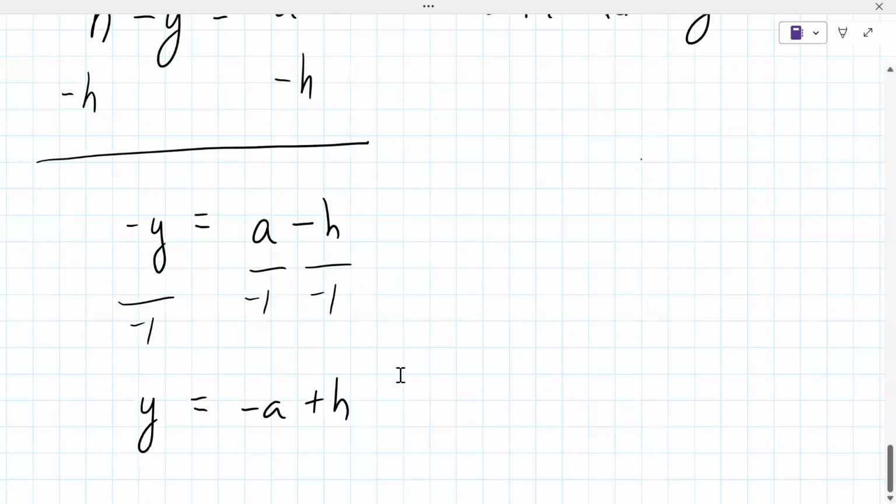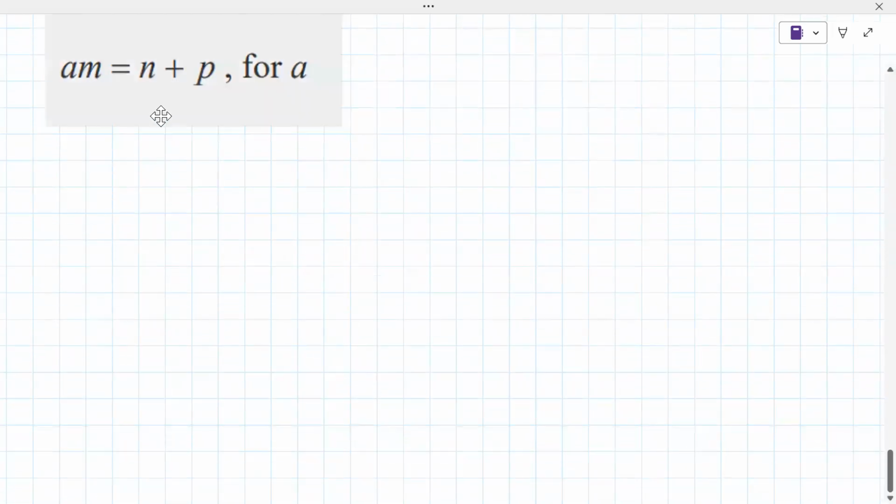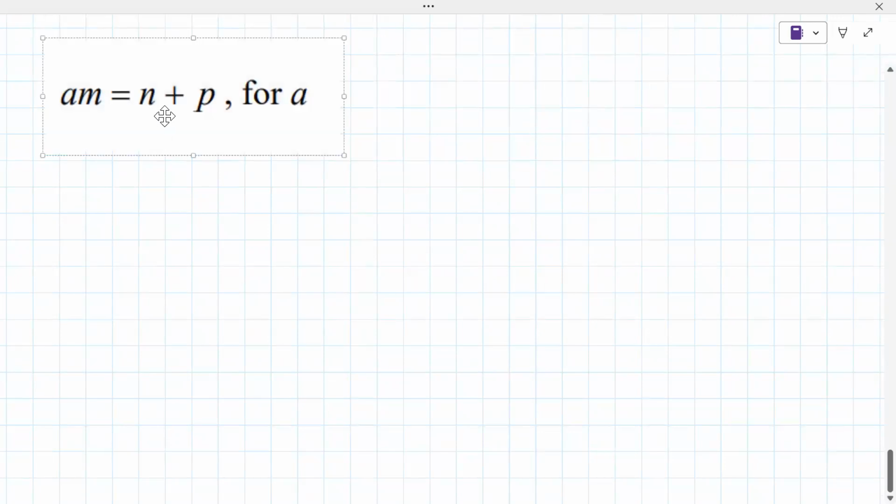All right, let's try another one here. Are you doing okay with this? Yeah, I know this is weird. You've got to just keep firing away here. A lot of students struggle with literal equations. All right, try this one, please. And remember, your focus only has to be on the side with the variable that you're solving for.